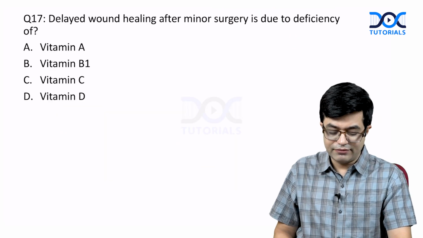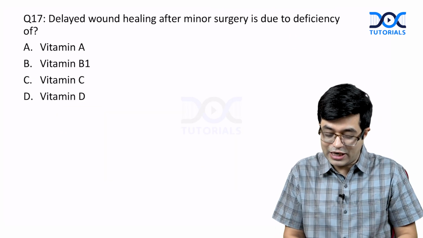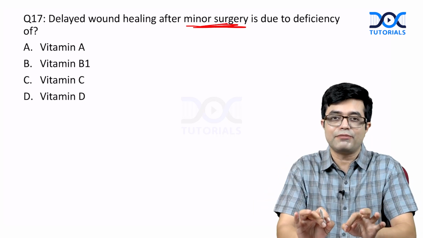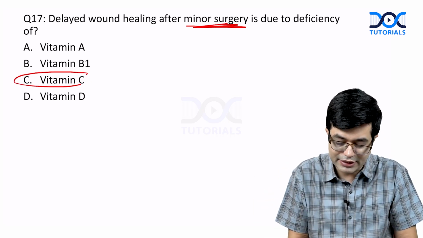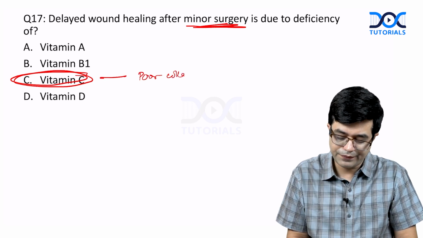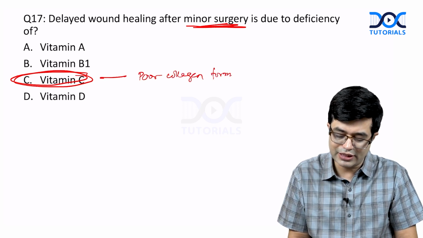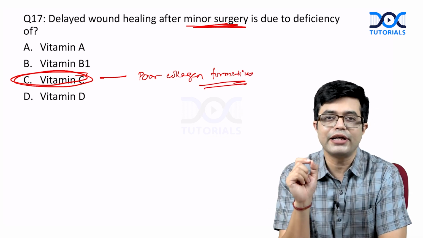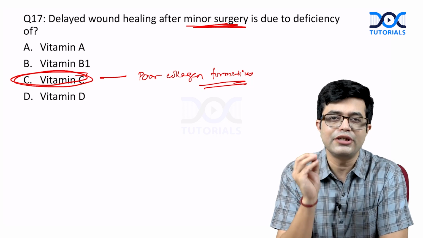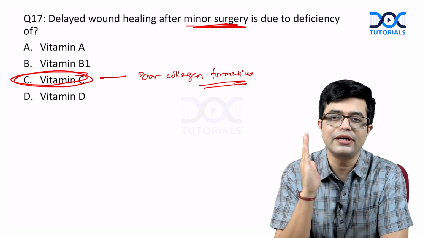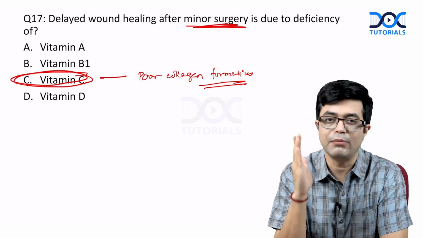Question number 17. Now, this is an easy one. Delayed wound healing after minor surgery is due to deficiency of, nothing else mentioned. Which vitamin is responsible for delayed wound healing? Vitamin C. Why? Because of poor collagen formation. Defective collagen formation. Collagen is unstable. Vitamin C is required in the cross-linking of collagen fibers by hydroxylation of proline and lysine residues. And that is why poor wound healing, defective collagen formation, vitamin C.